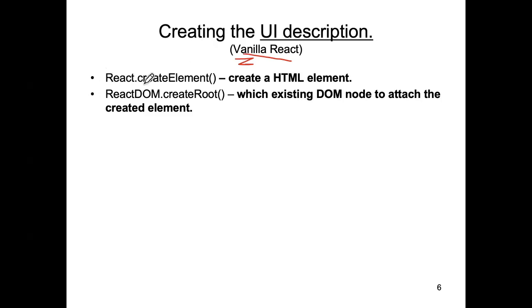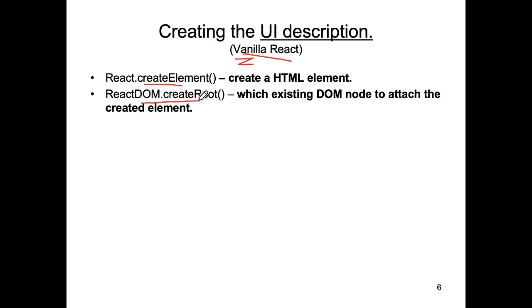One is a method called the createElement method. An element here is essentially an HTML element, which translates to a DOM node. So this function, which we'll look at in a second in terms of its parameters, is the function that you invoke if you want to create a new DOM node. And this here, React DOM.createRoot, is how you essentially attach your new node to the DOM.